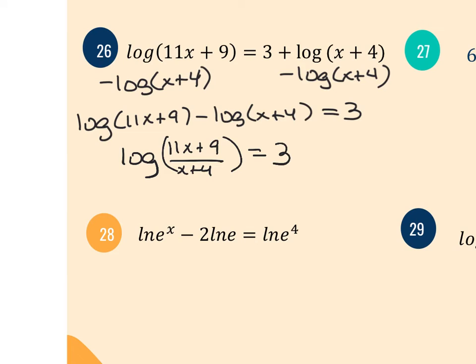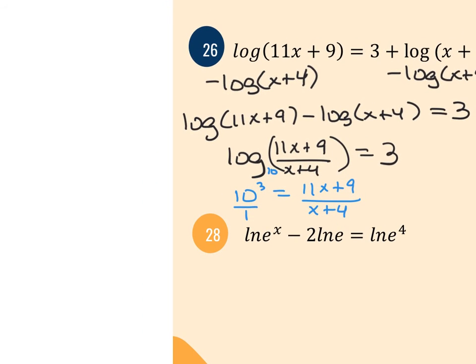Now it's in log form. I can now convert it to exponential. Remember, when there's no number here, this is a 10. So it's going to be 10 to the third is equal to 11x plus 9 over x plus 4. Again, I could treat this as a proportion. I could put a 1 here. I'm actually going to figure out what 10 to the third power is, and that's going to be 1,000.